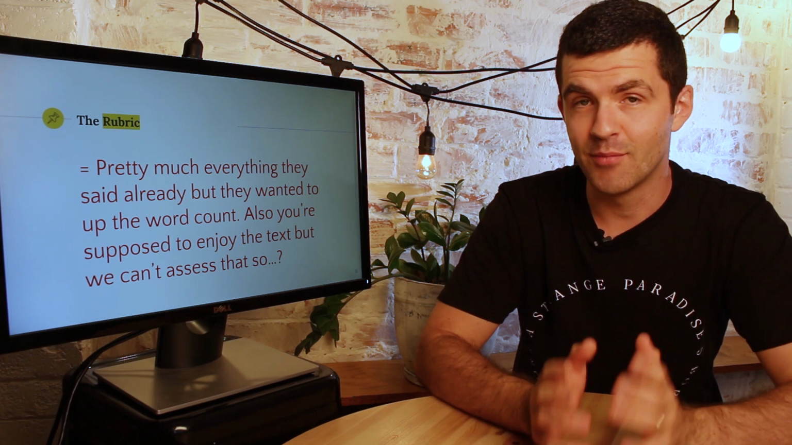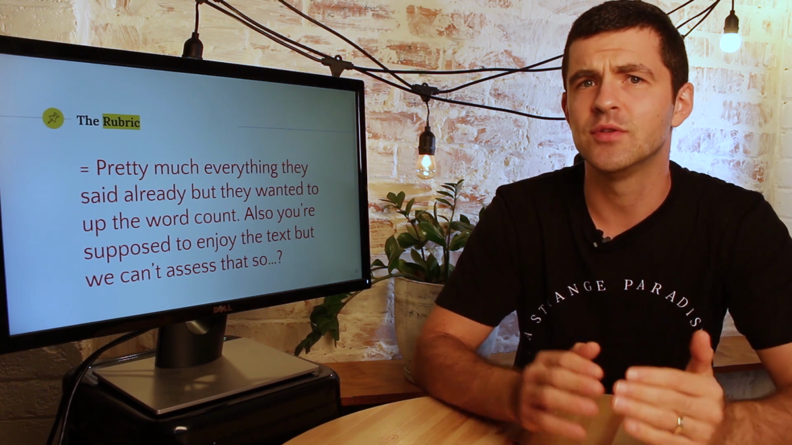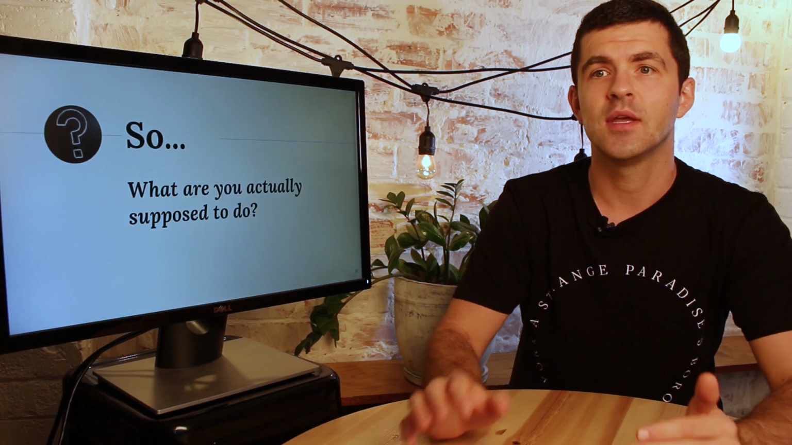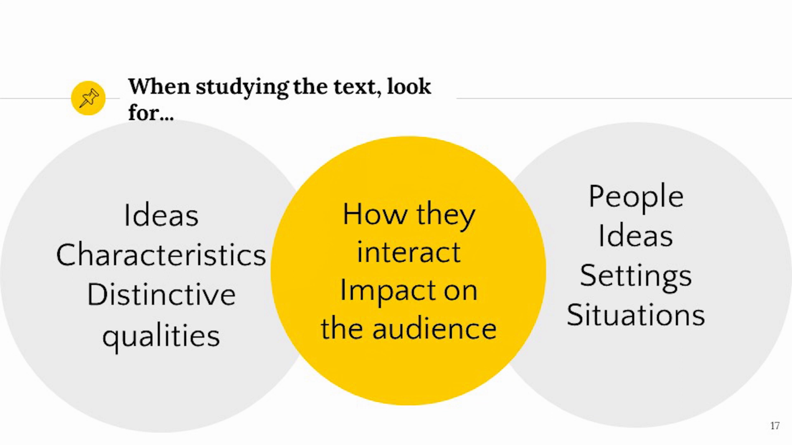That's the end of our Module B rubric. Hopefully that gives you some idea of where to go, but if not, here's our summary. What are you actually supposed to do? When you're studying the texts, here's kind of a visual representation of what you need to do.